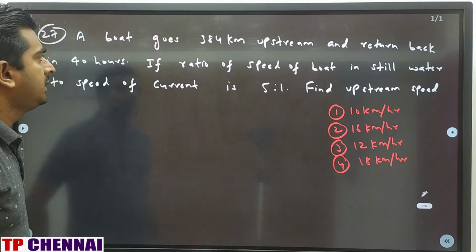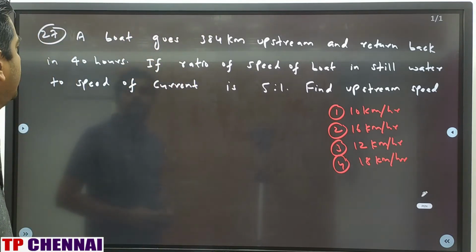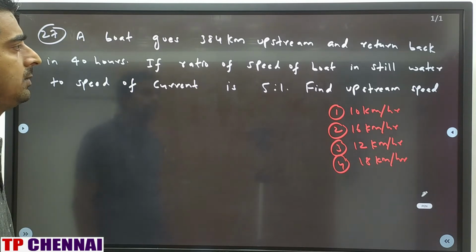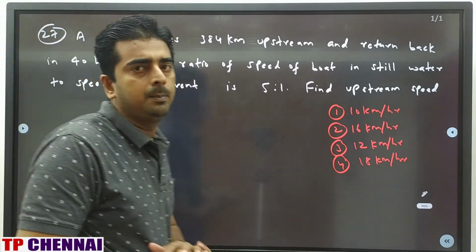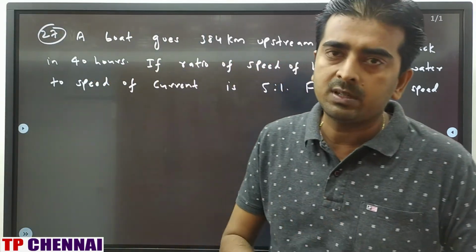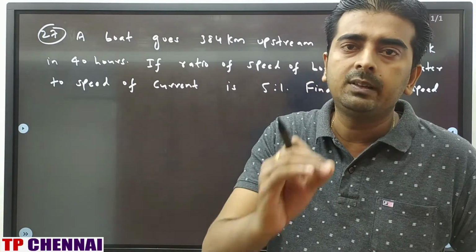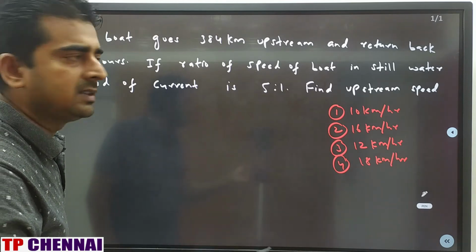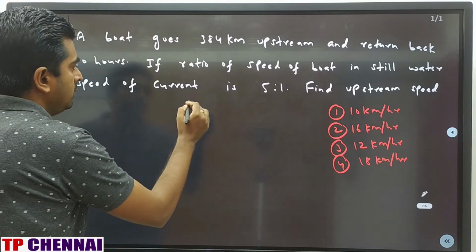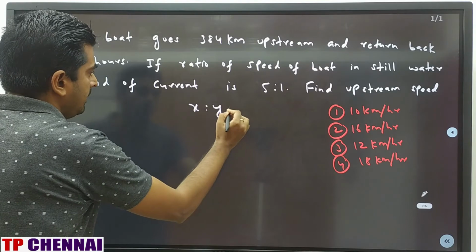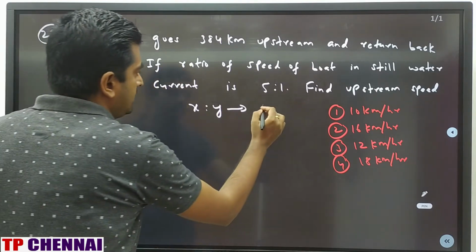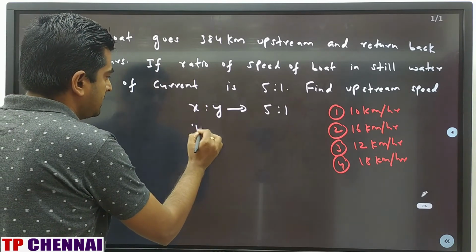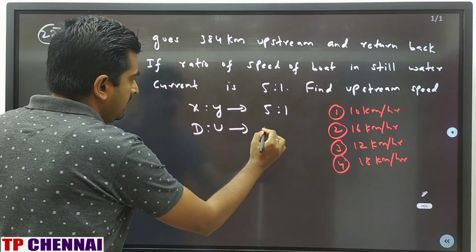A boat goes 384 km upstream and returns back in 40 hours. If the ratio of speed of boat in still water to the speed of current is 5:1, find upstream speed. Observation is very important here. Which part is constant? Distance is constant because he is going and coming and covering the same distance. That means whenever distance is constant, what is the relationship between speed and time? Inversely proportion. So what have they given you? X is to y, they have given you 5:1. From this I can calculate x plus y and x minus y, that means downstream speed and upstream speed, which is 6:4.